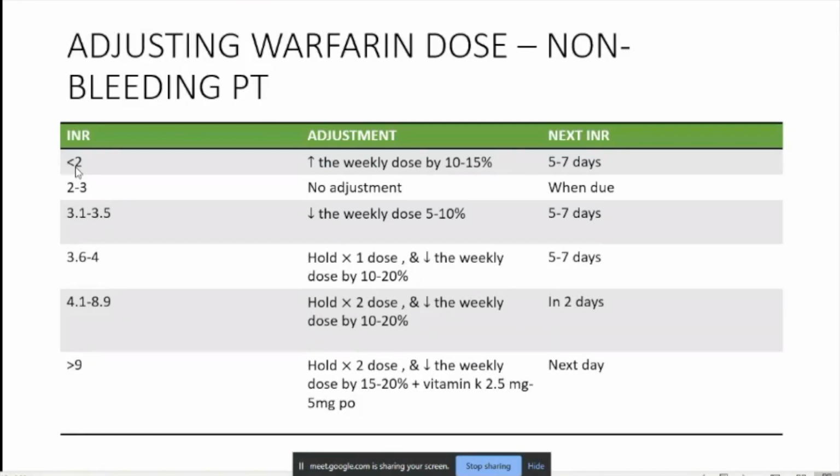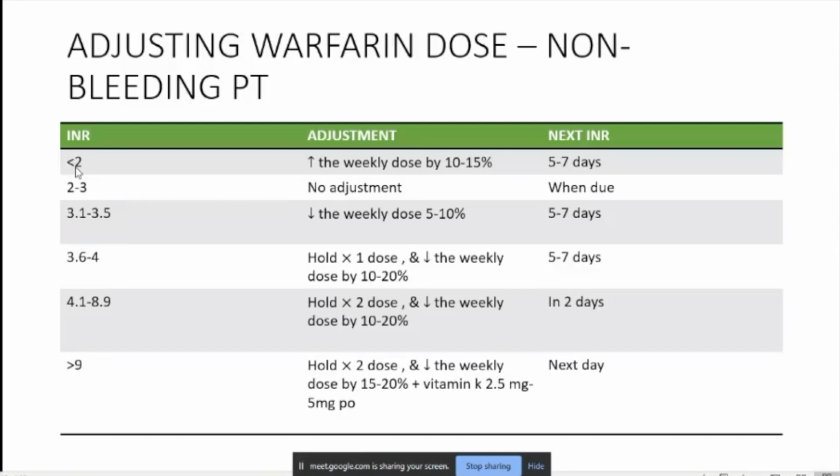So if it is below 2, obviously that means the blood level is low, so we have to increase the dose. How do we increase the dose here? We always do the dose increase. The second thing you have to remember here: first, the target INR 2 to 3, no adjustment required. Second thing, we always increase the weekly dose.